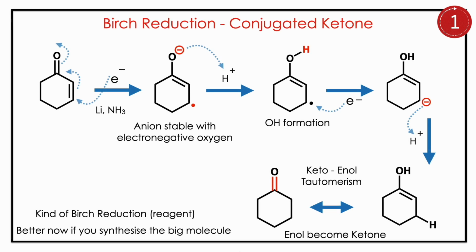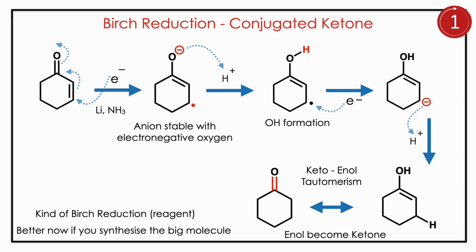Then the final type, and a very important one, conjugated ketone under Birch reduction conditions. A conjugated ketone is basically an alpha, beta unsaturated ketone. So a Michael kind of addition reaction happens. The electron attacks, the bond mobilizes. You have O minus. The minus charge is stabilized by the electronegativity of oxygen. Then the O minus is quenched with H plus to form an alcohol.